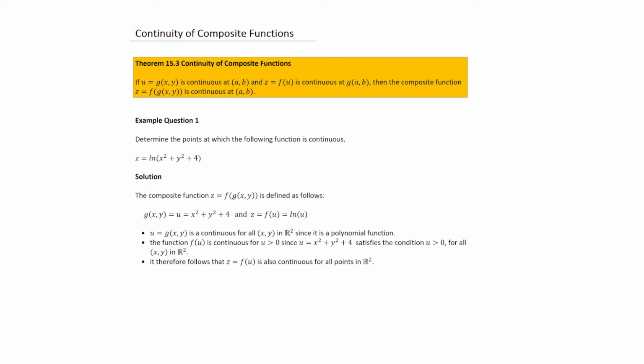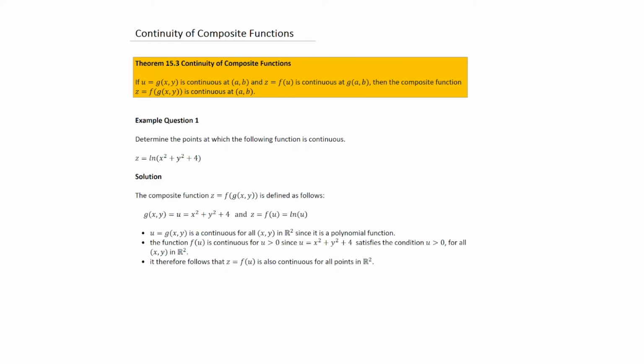We say that z is ln of x squared plus y squared plus 4. And so x squared plus y squared plus 4 represents the function g of xy, right? And that argument of the ln function basically will become u, all right? So we set u to be that value. So we need to know, how does z equals ln u behave, and how does x squared plus y squared plus 4 behave, all right?